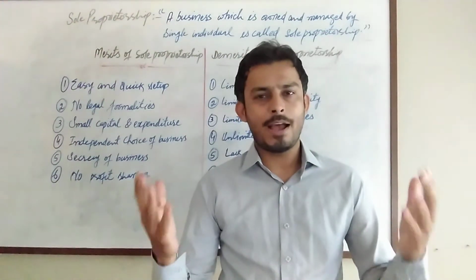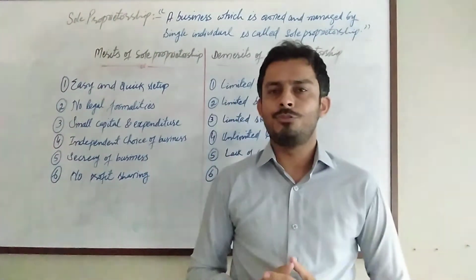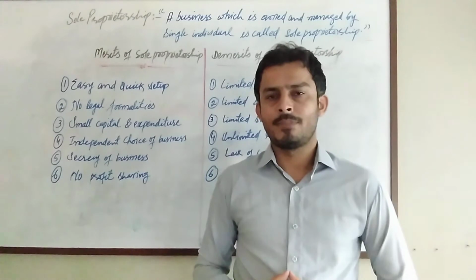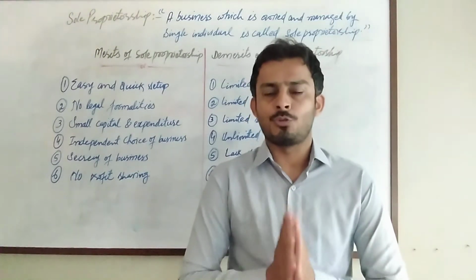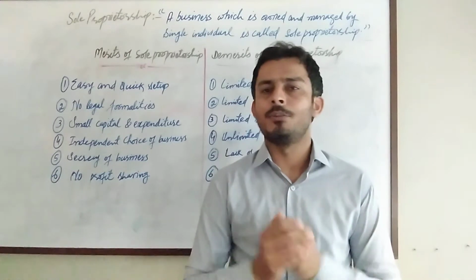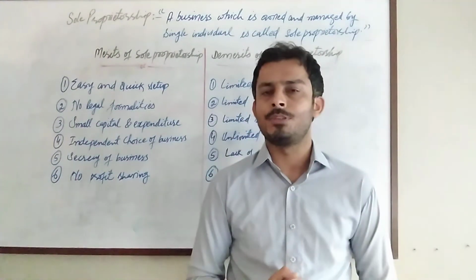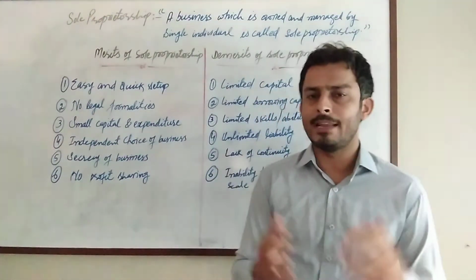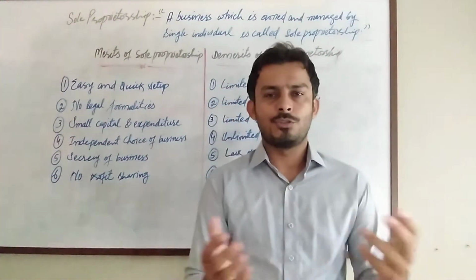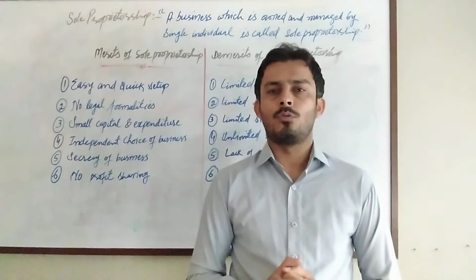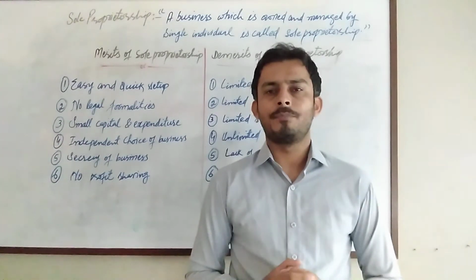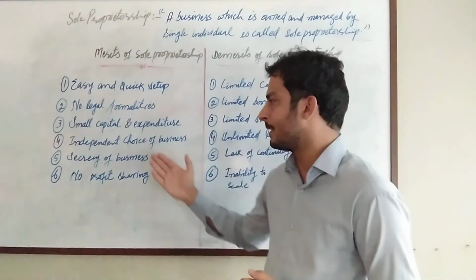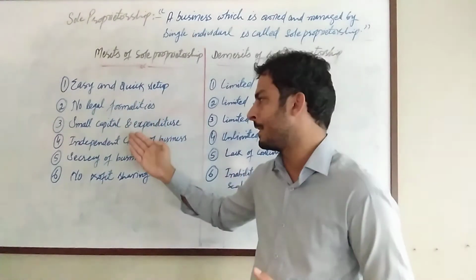Third one, small capital and expenditures. As we know, it's quite easy. If you have small capital, you do not have millions and billions of dollars, you can start this business. If you have a limited amount of capital, you can simply go and start. There are various examples available in front of us of businesses which were started with small capital, and expenditures are also less, because suppose you are starting a small retail store or retail shop. For that you need small capital and the expenditures will also be quite low. That is another merit of sole proprietorship.